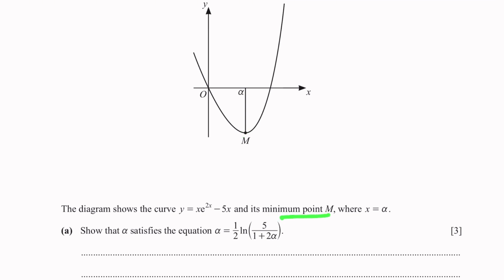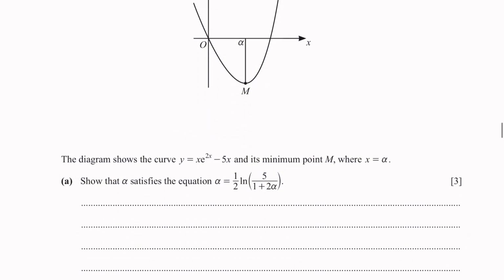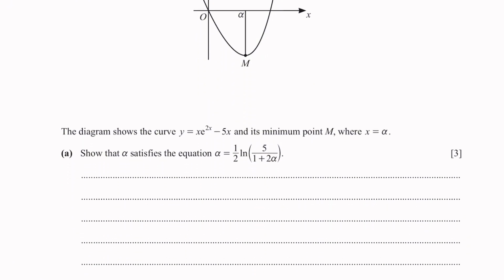For minimum point, the value of the gradient will be 0. Gradient at minimum point will be 0 because the tangent becomes parallel to the x-axis. So first we will differentiate this equation of the curve, find the gradient, and then we will put it equal to 0.